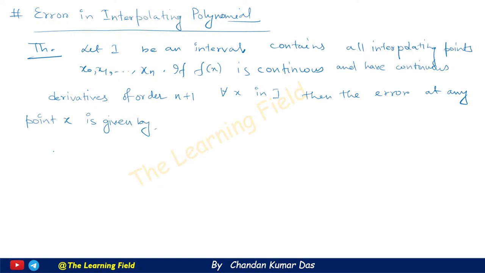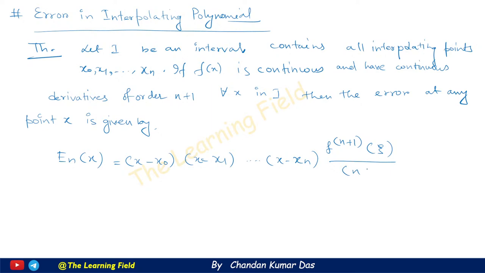En(x) is equal to (x minus x0) into (x minus x1) into dot dot dot (x minus xn) into f of the n plus 1th derivative at the point xi, divided by (n plus 1) factorial, where xi belongs to what? Xi belongs to any point in the interval I. Okay, so this is the theorem regarding the error in the interpolating polynomial.